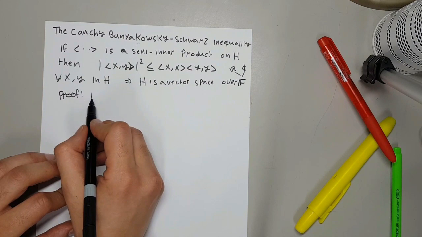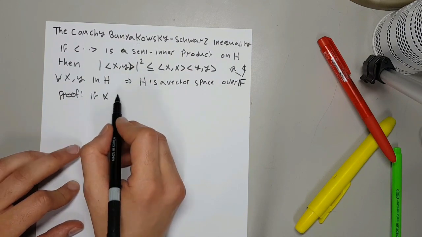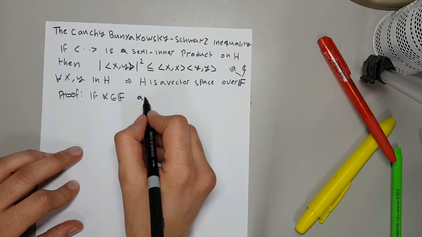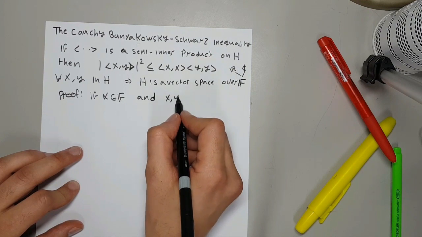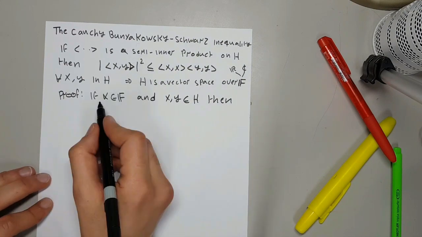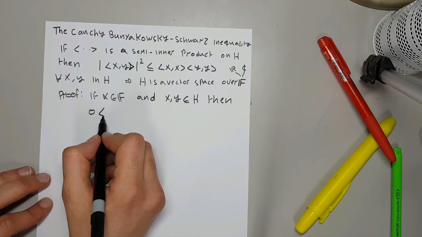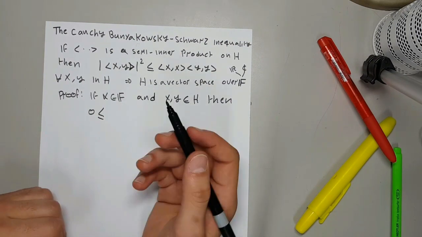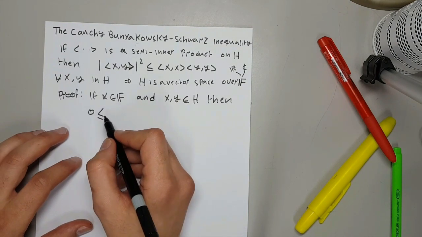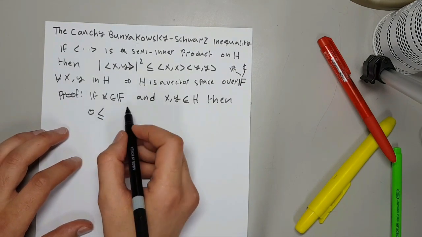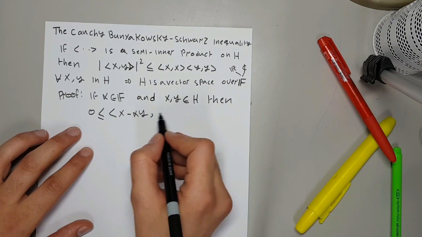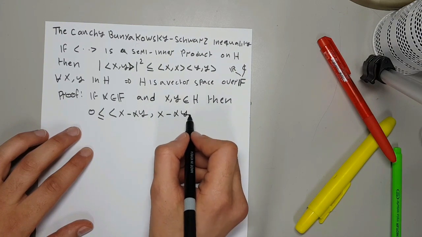We will start our proof. Suppose alpha belongs to F, and x and y belong to H. Then we know from the semi-inner product definition that the semi-inner product is always greater than or equal to 0. So let's take the semi-inner product between x minus alpha y with itself.